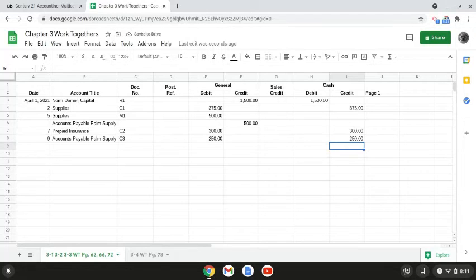Now, for this transaction, if you again remember from when I read over the Chapter 2 text, we have a decrease for both of these accounts. Since cash is an asset, it has a normal debit balance. So it increases by a debit and decreases by a credit. Whereas on the flip side, accounts payable, Palm Supply is a liability. So it has a normal credit balance. So it increases by a credit and decreases by a debit.